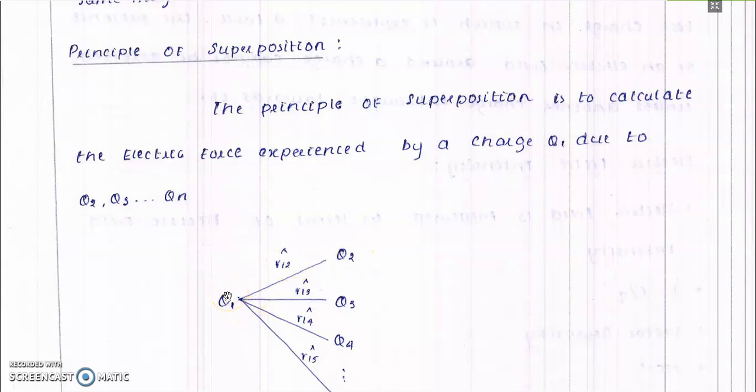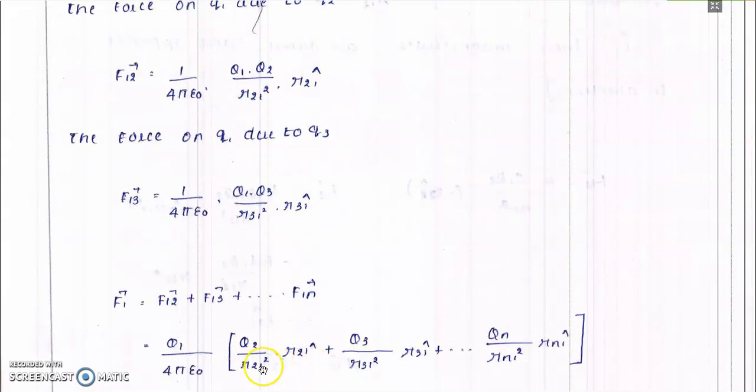Here I am mentioning R12 is nothing but the distance between Q1 and Q2 charges, and the R12 cap represents the direction, that is, whether it moves towards the right or left, upside or downside, whatever it may be. That can be easily represented by the cap, which is a unit vector. Finally, the overall force F1 equals F12, F13 up to F1n. These can be calculated with Coulomb's law.